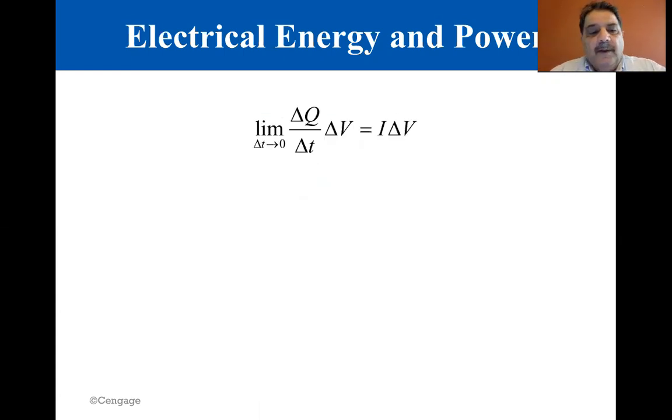Okay, the charge delta Q loses energy delta Q delta V as it passes through the resistor. If delta T is the time it takes the charge to pass through the resistor, the instantaneous rate at which it loses electrical potential energy is given here, where I is the current in the resistor and delta V is the potential difference across it. So the limit as delta T approaches 0 of delta Q over delta T times delta V is basically I delta V, because the limit as delta T approaches 0 of delta Q over delta T is current.